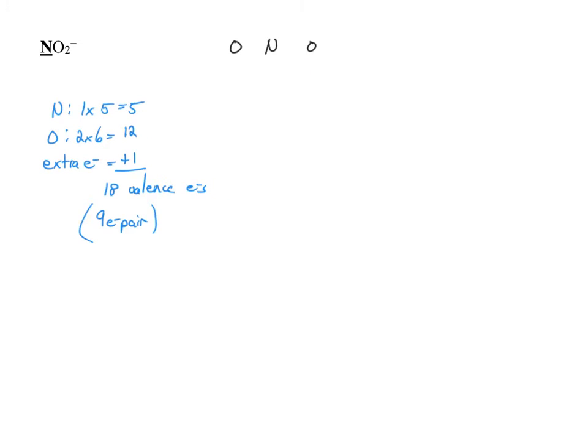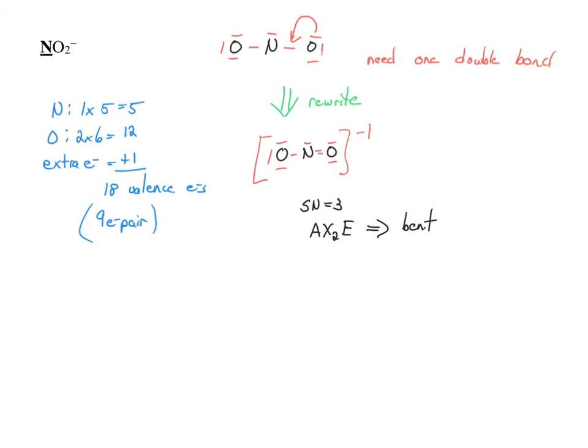This is the nitrite ion. We see we have 18 total valence electrons, 9 electron pairs. We hook up the outside atoms, complete the octet on the outside atoms, and we have 1 electron pair left over to put on the nitrogen. But the nitrogen currently is electron deficient. We need 1 multiple bond. So we rewrite the whole thing. This is our valid Lewis dot structure. We see all atoms have a complete octet, net charge -1.